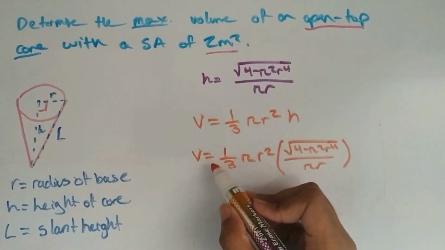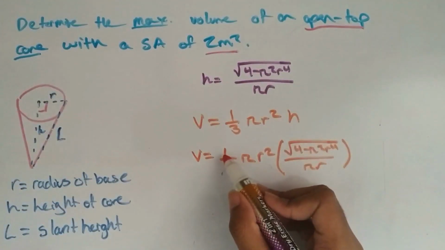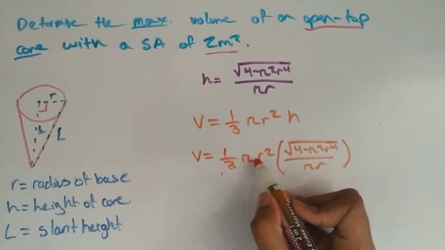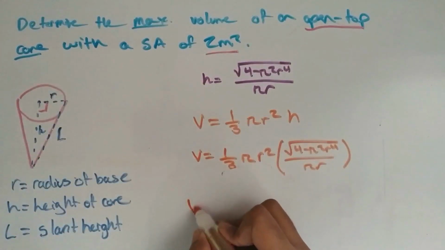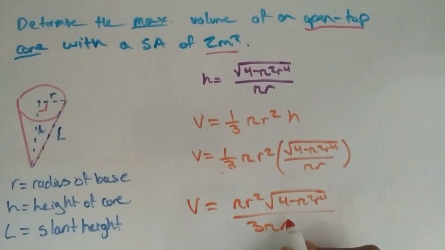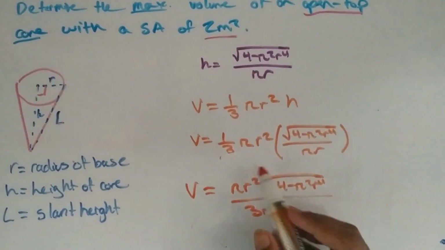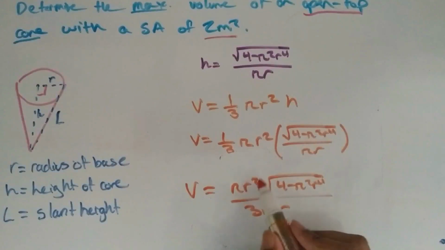Alright, now we're just going to take this left side here and move it into the fraction. So this is really just pi r squared over 3. So we can just do pi r squared times this, and then 3 times the denominator. We're going to have pi r squared times the square root of 4 minus pi squared r to the 4 over 3 pi r. And now what we see here is we can cancel out the pi and the r's, and there will be an r remaining at the top.